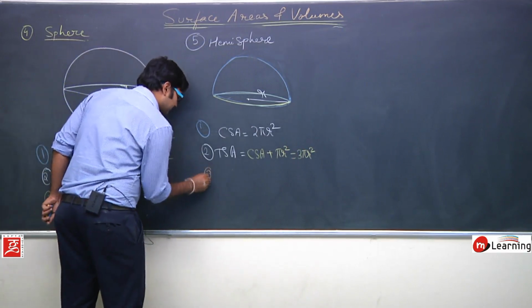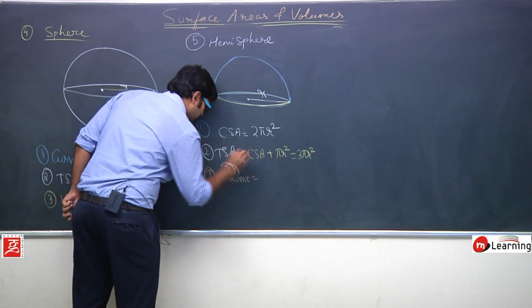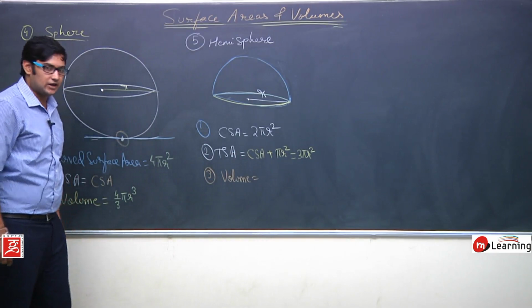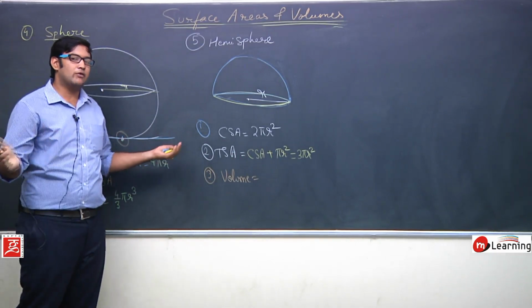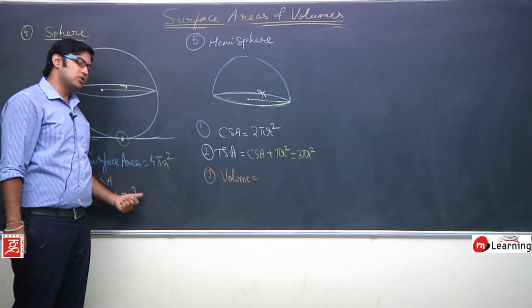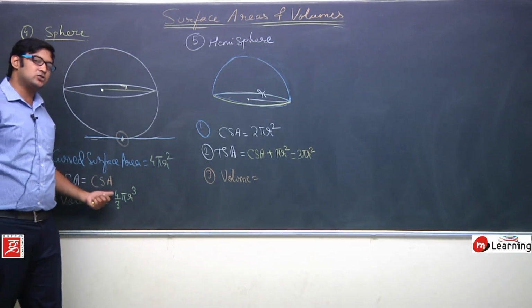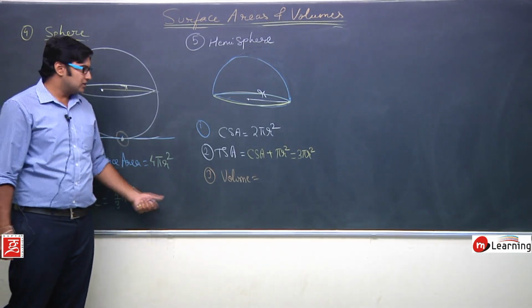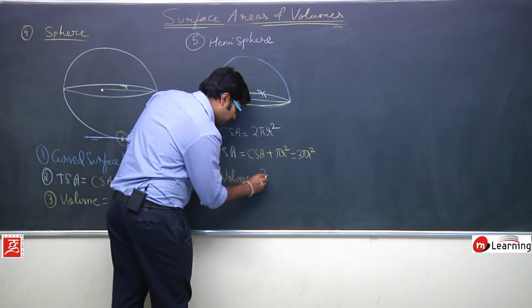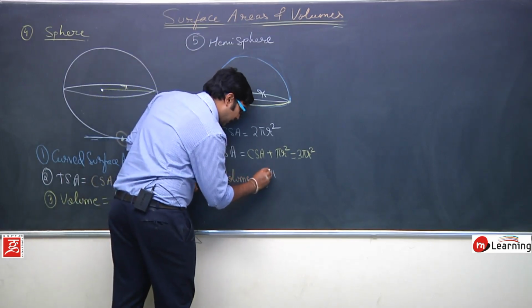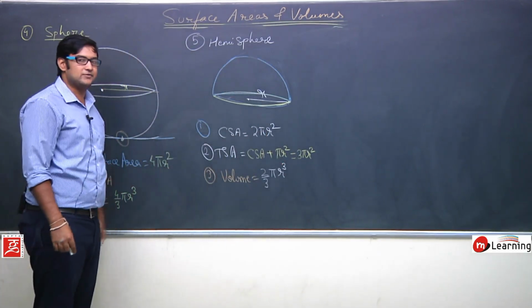The third thing, volume of this hemisphere. What will be the volume of this hemisphere? You can see this is a sphere. I have divided this sphere into two equal parts, so definitely the volume should also be divided into two equal parts. So if the volume of this sphere is 4 by 3 pi r cube, then the volume of this hemisphere will become 2 by 3 pi r cube. This will be the volume of this hemisphere.